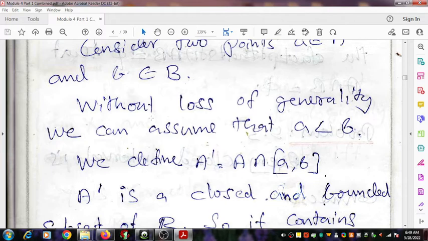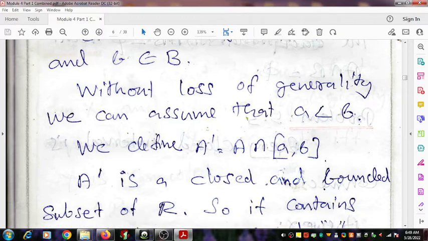And so suppose a is greater than b, then by relabeling or renaming them, we can make a less than b. So that's not a problem. Which one is greater is not a problem. By interchanging the role of a and b, we can make the first one less than the other.